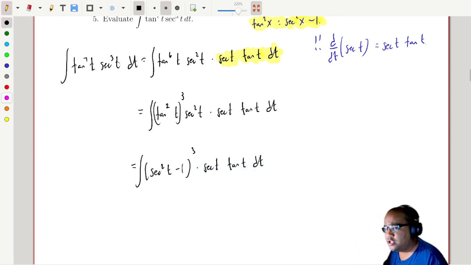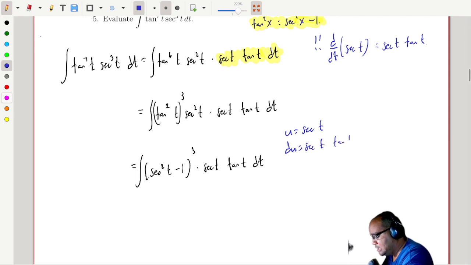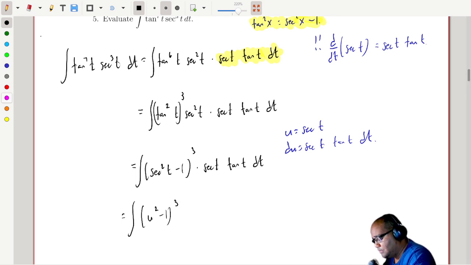And folks, we are now set up to actually use the substitution. I kind of suggested it there, right? That the derivative of secant is secant times tangent. So let's use it. u is equal to secant t. du is equal to secant t times tangent t dt. So everything collapses into u squared minus 1 cubed times du.